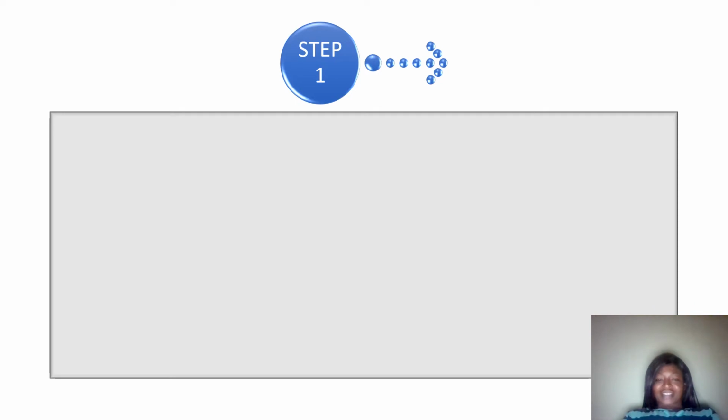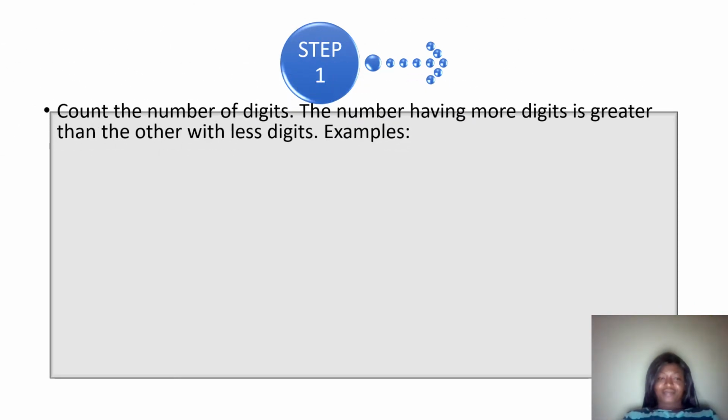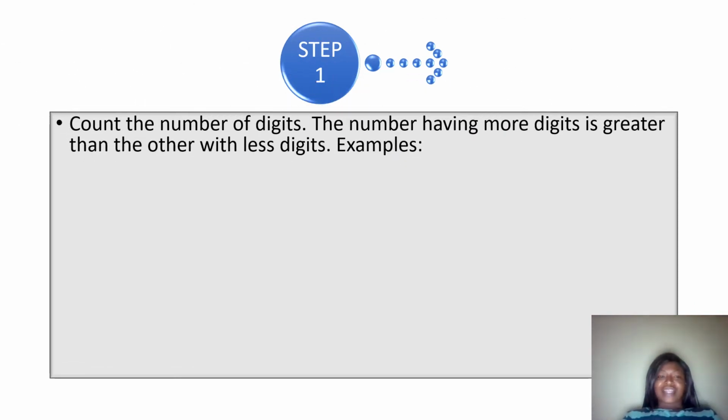Step 1, count the number of digits. The number having more digits is greater than the other with fewer digits. So when you count the digits, the number having more digits is automatically greater than the one with fewer digits. Let's look at examples.